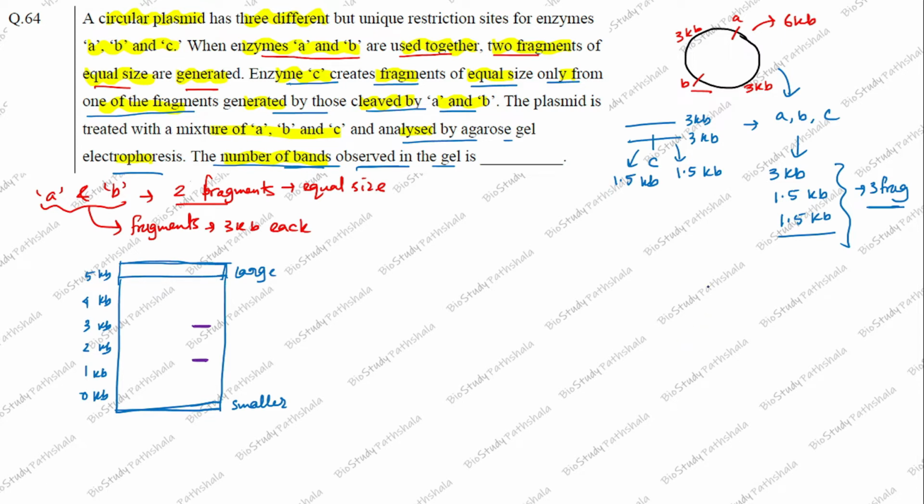As the number of 1.5 kilo base pair fragments are 2, these will be showing as one band, but the band will be thick. But in this case the 3 kilo base pair band will be one, so the band will be thin in appearance. So in this case the number of the bands observed in the gel will be 2, this one and this one.